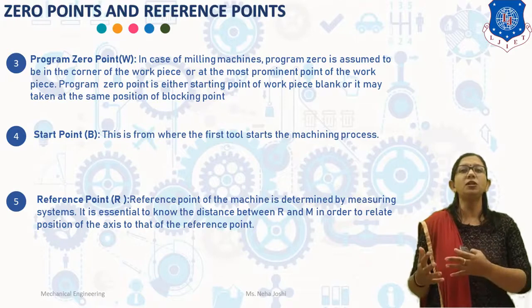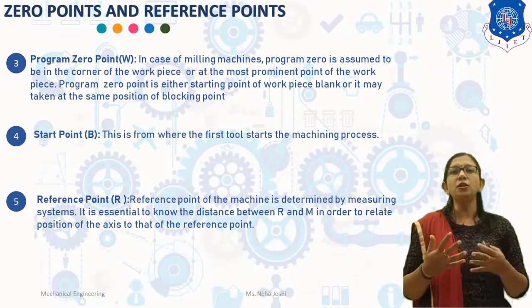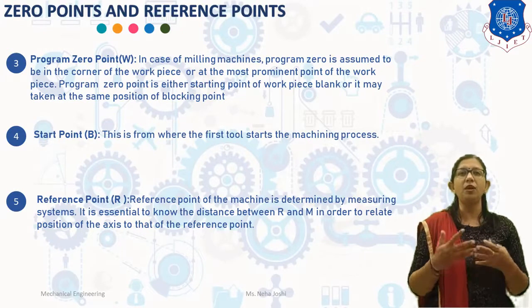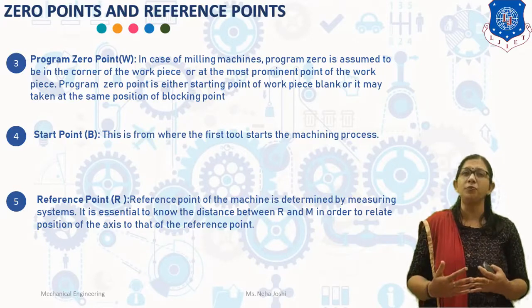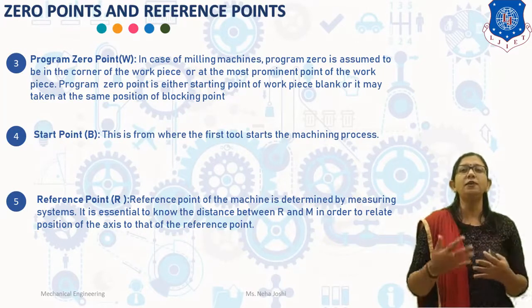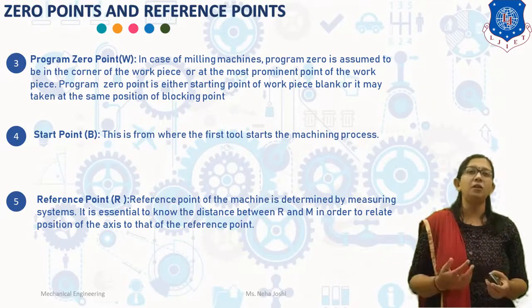The reference point of the machine is determined by the measuring system. It is essential to know the distance between R and M in order to relate the position of the axis to that of the reference point. So these are the different zero points and reference points which are used in milling machines.